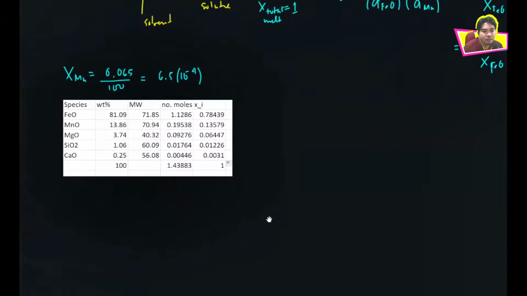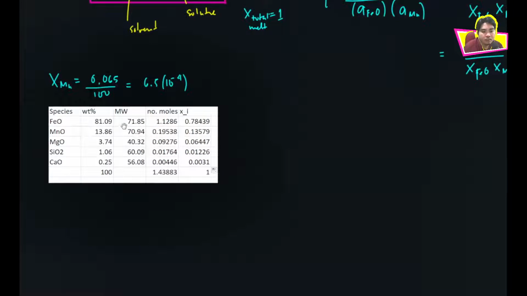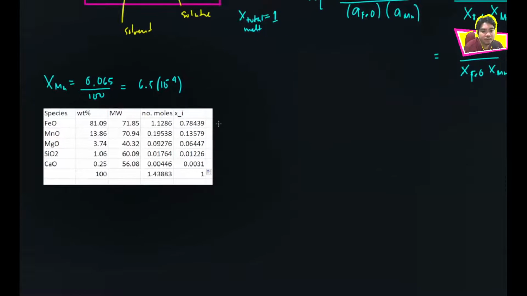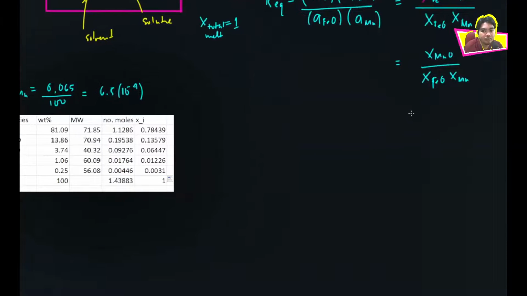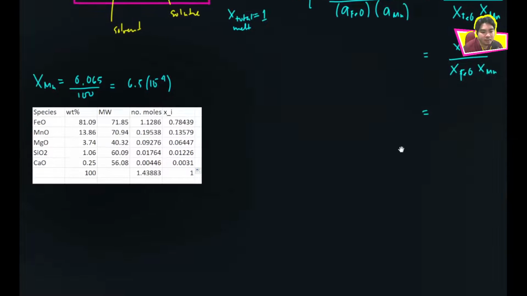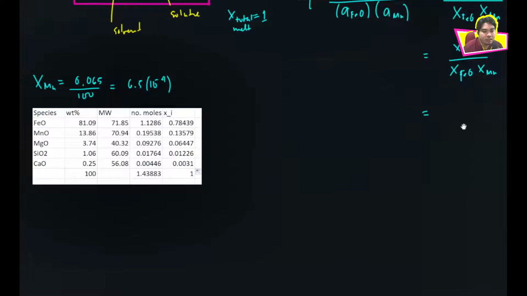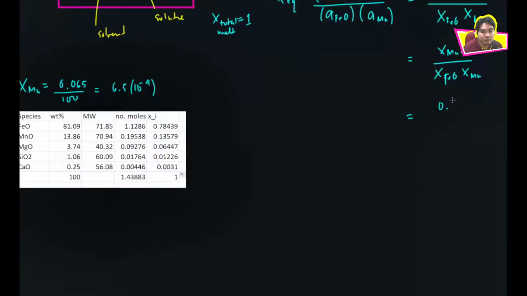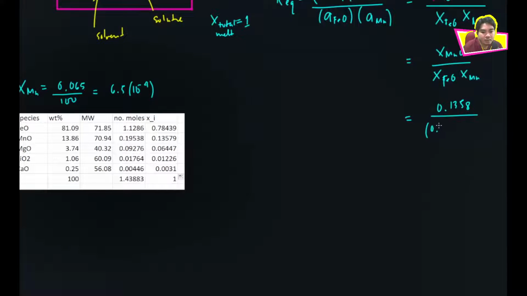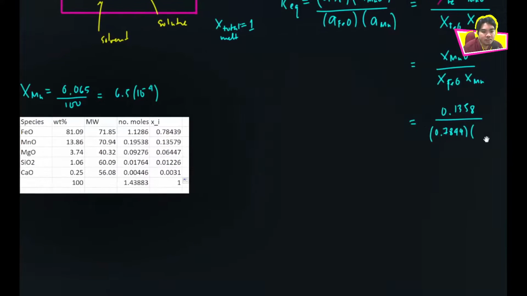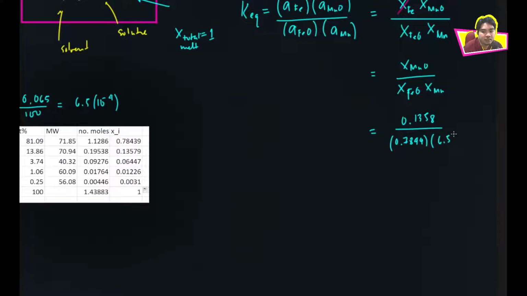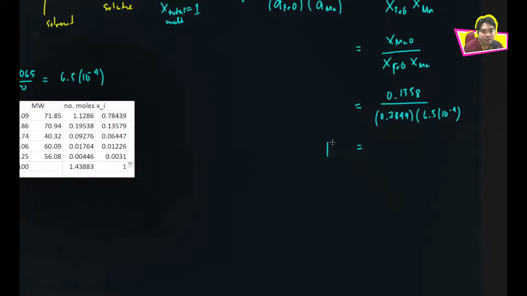Okay? So, XFeO is equal to 0.784. Pwede ko pa na isulat na lang diretso, no? So, I'll just write it directly dito, no? So, XMnO is 0.1358, divided by XFeO, which is 0.7844. Tapos XMn kanina, which is 6.5 times 10 to the negative 4. Okay? And let's calculate that.